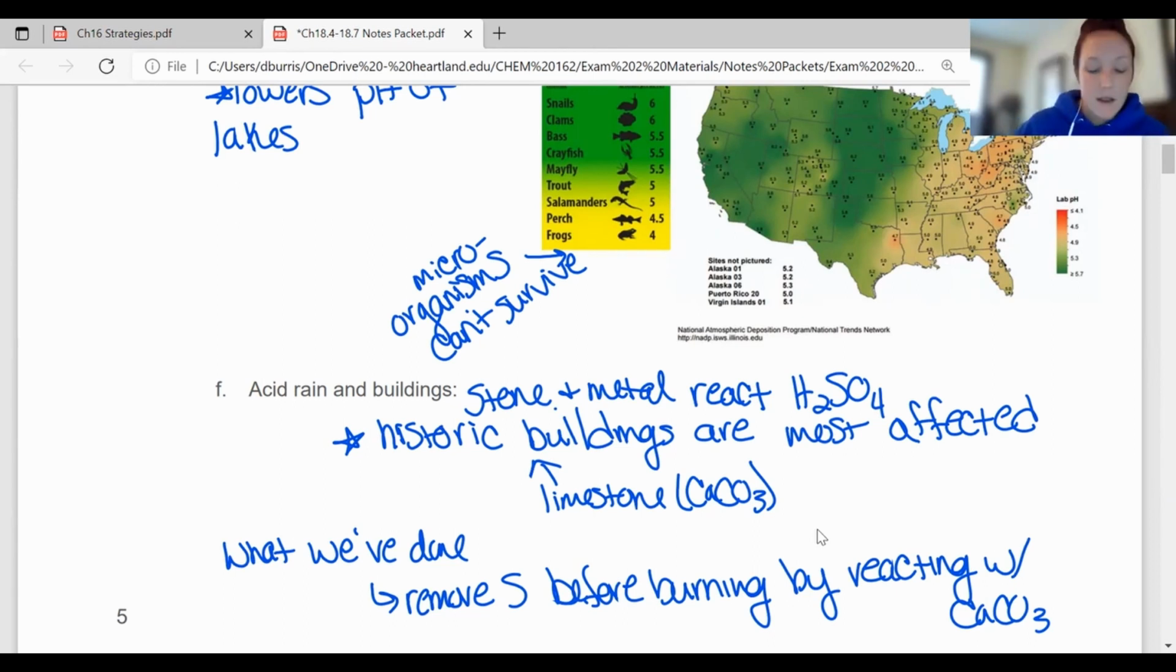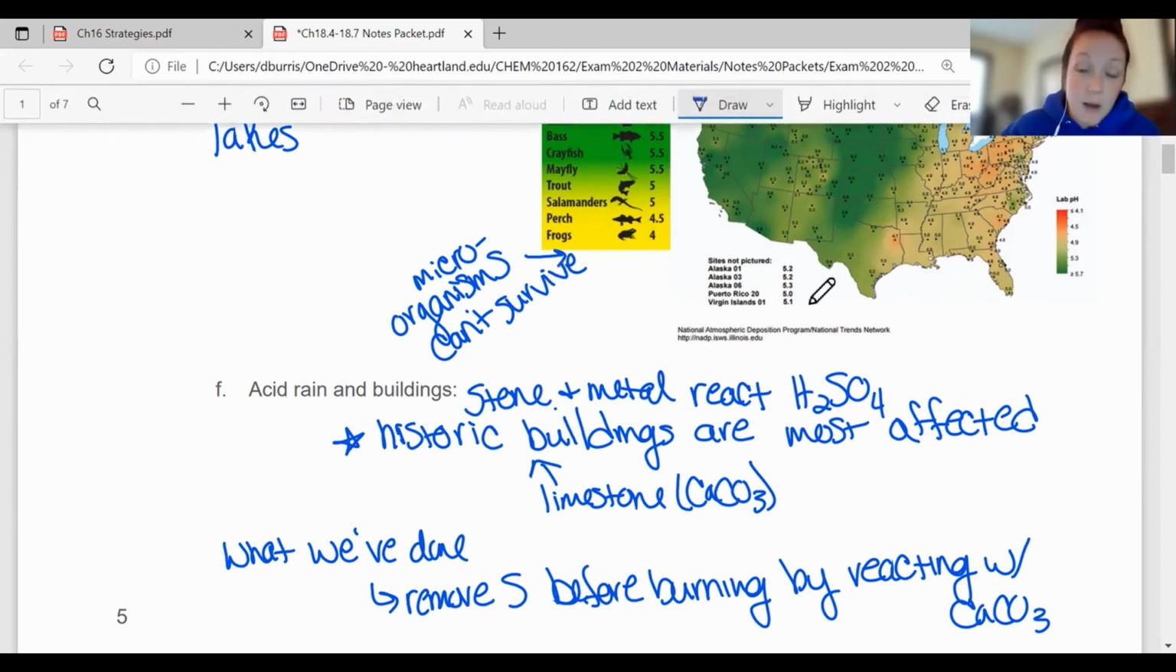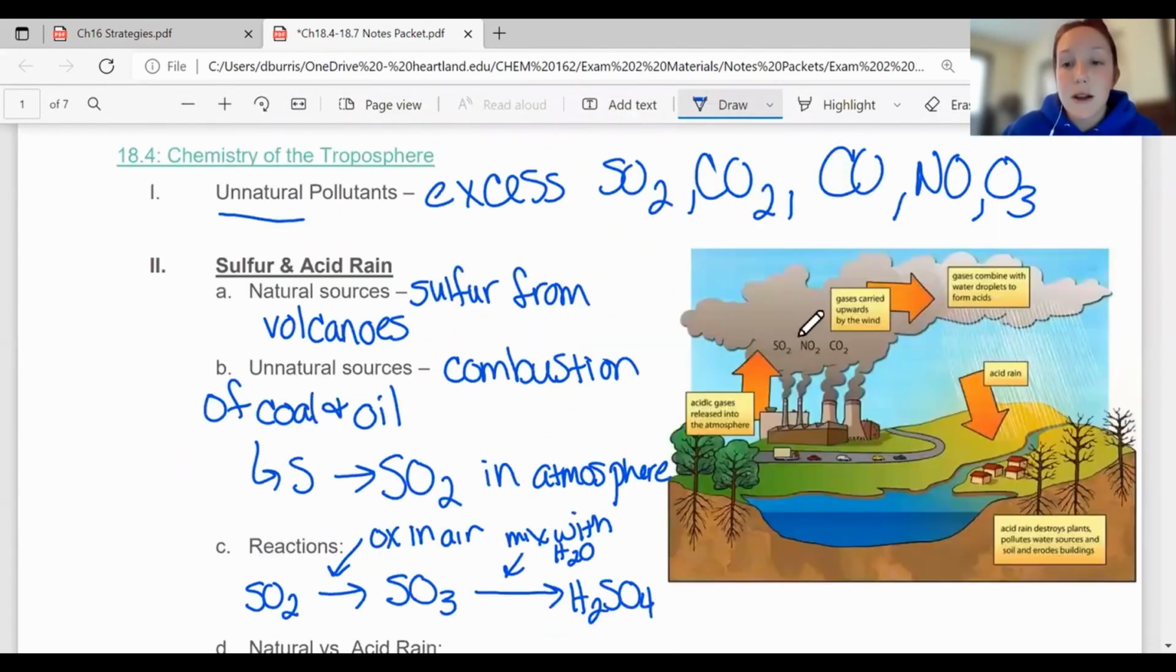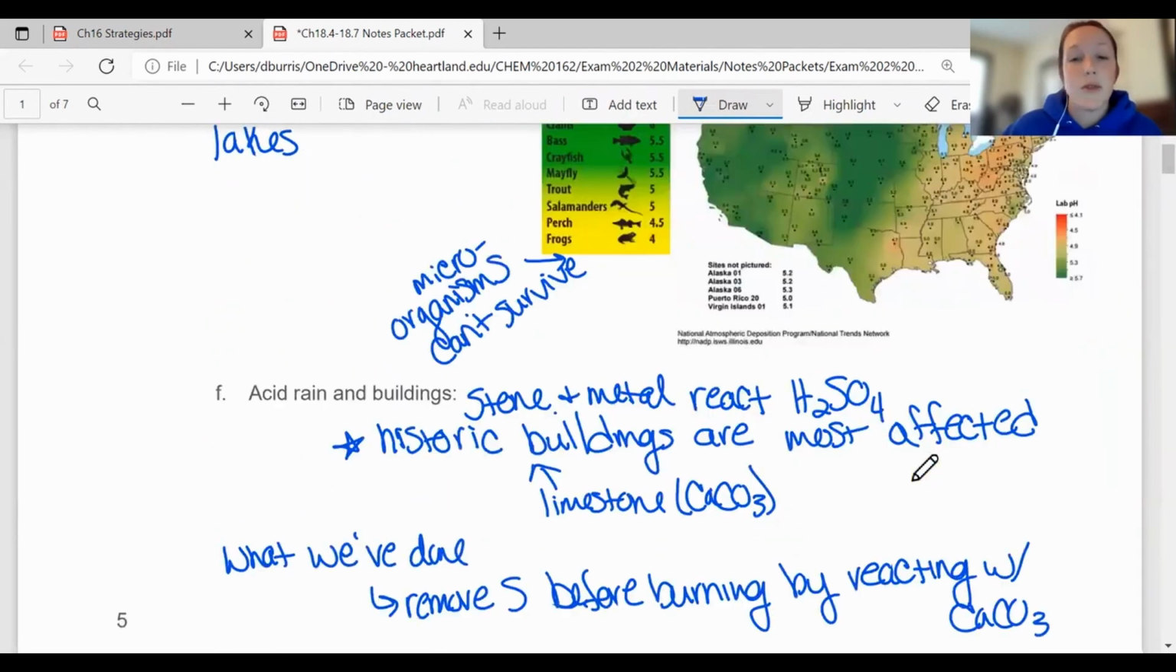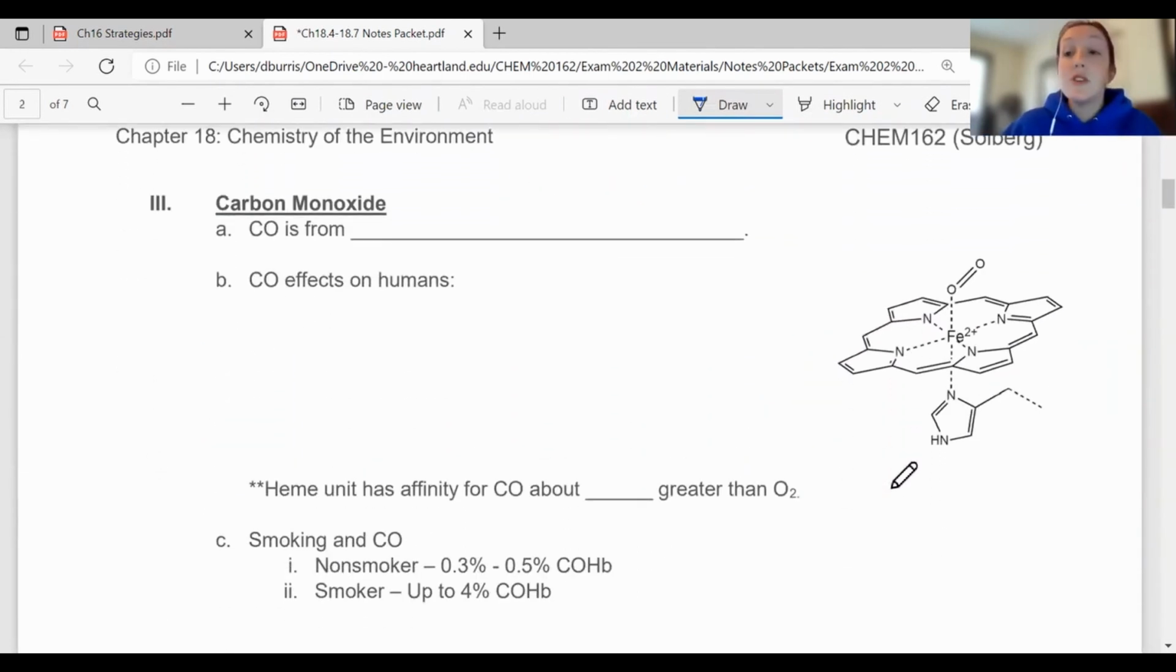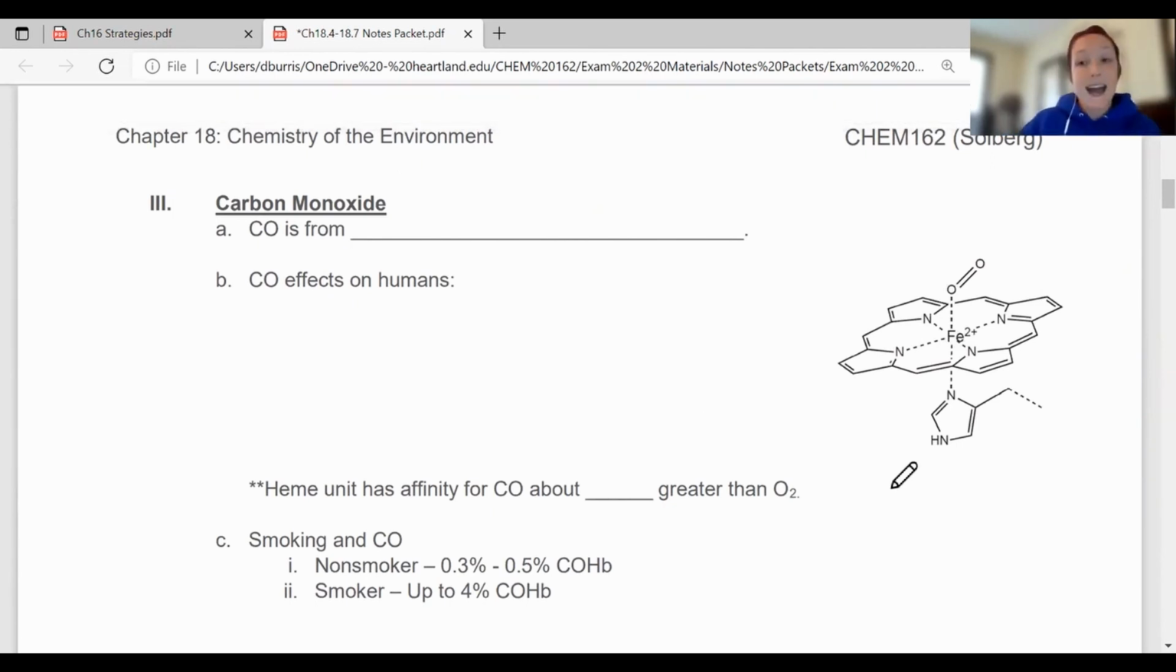Okay, so we utilize that reaction to trap the sulfur before it gets burned into SO2. So that's kind of where sulfur comes into play. Notice when I was up here, I said something about NO2 and CO2. So I'm also going to talk about those here in a little bit. But before we do that, we are going to switch to carbon monoxide.